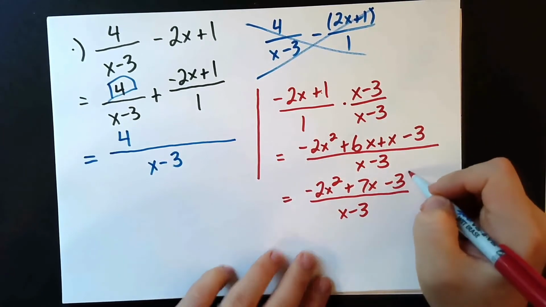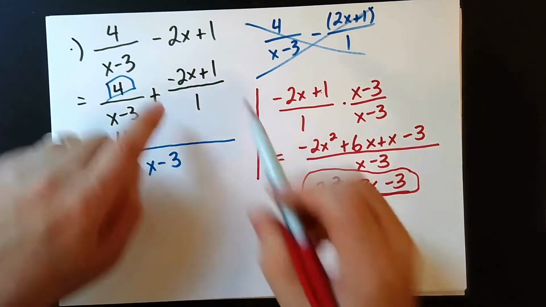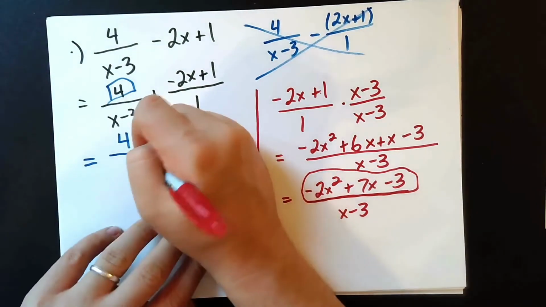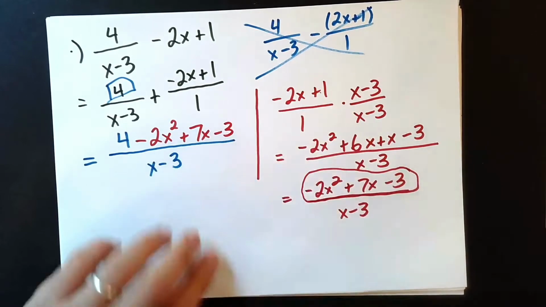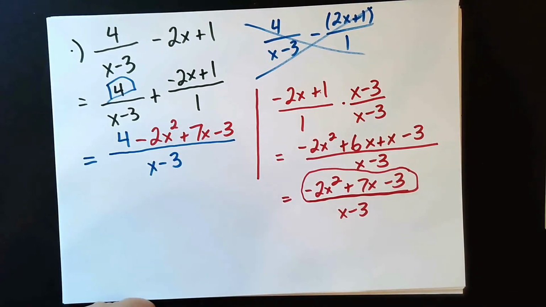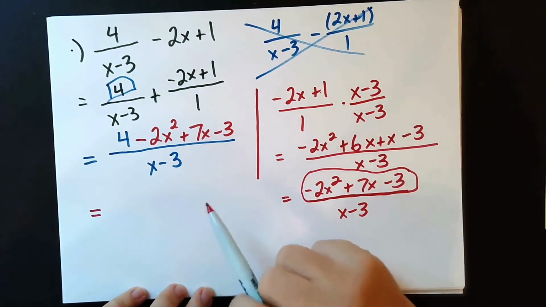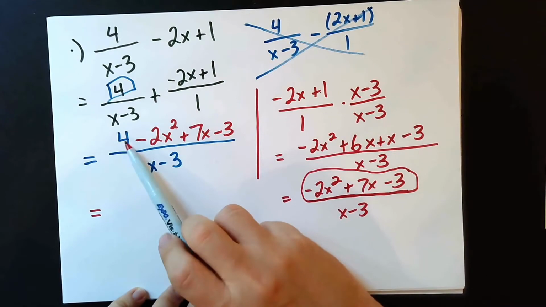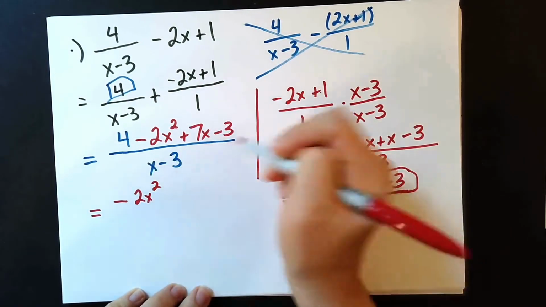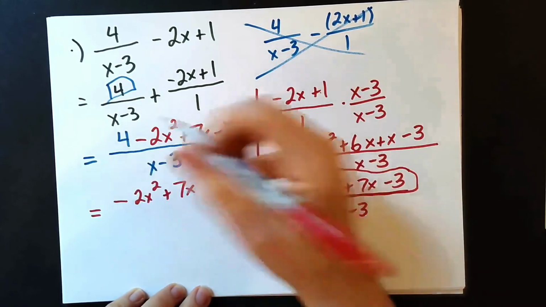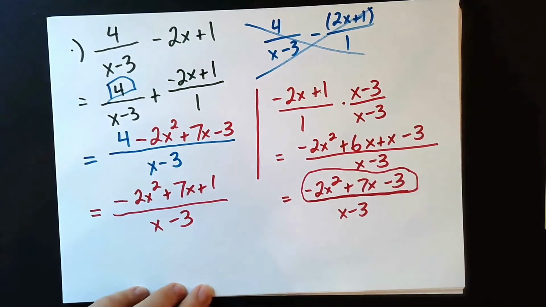And so I did that again so that I could move this piece here over this denominator. So this will be minus 2x squared plus 7x minus 3. And so I have one more bit of tidying up and simplification. Namely, I can combine this 4 with this minus 3. And so this will become minus 2x squared plus 7x plus 1 over x minus 3.